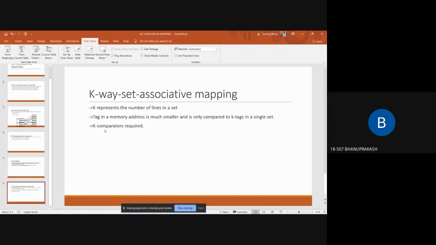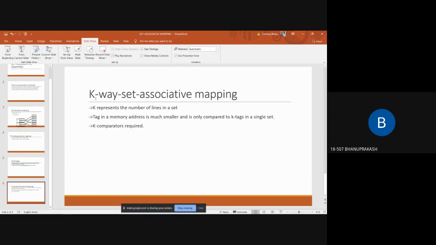K comparators are required. So what are comparators? Comparators are logic gates or multiplexers used to compare the tags. For example, K-way set associative mapping can be two-way set associative mapping, four-way set associative mapping, or eight-way set associative mapping. That means for two-way set associative mapping we require only two comparators, and for four-way set associative mapping we require only four comparators.